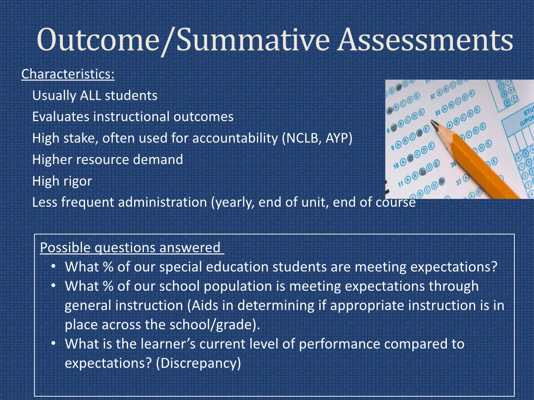Some of the possible questions that we can answer with outcome assessments that are related to eligibility evaluations include: What percentage of our special education students are meeting expectations? As a special education program, we would want to have some idea if we're improving student outcomes. We could also look at what percentage of our school population is meeting expectations through general education. This question could aid in determining if appropriate instruction is in place across the school or grade, and help us in determining if a learner's disability is due to lack of appropriate instruction in that setting.